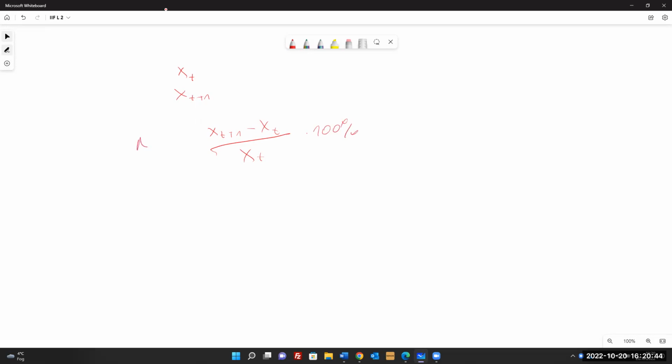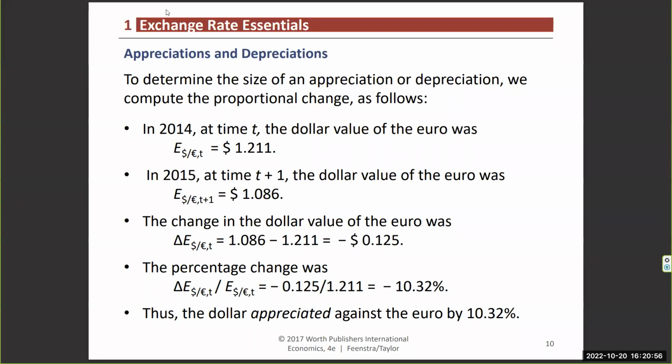Let us imagine that we have some variable x in time t, and the same variable x in time t+1. We want to calculate the percentage change. So it's (x_{t+1} - x_t) divided by x_t, multiplied by 100% because we want to have this in percentage terms. Exactly the same is in here.